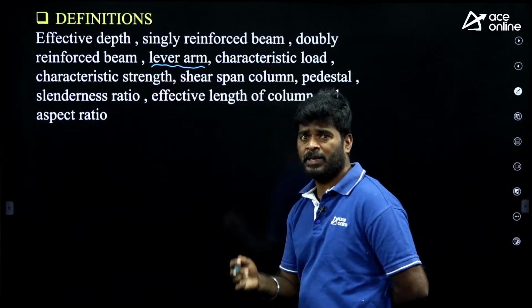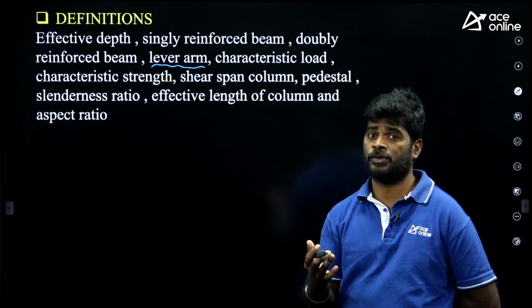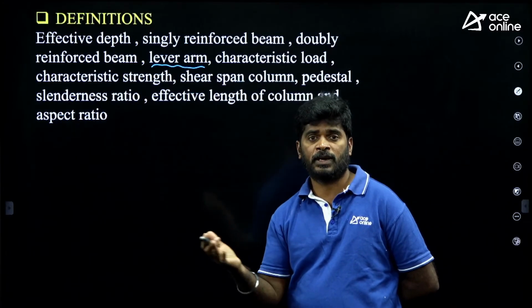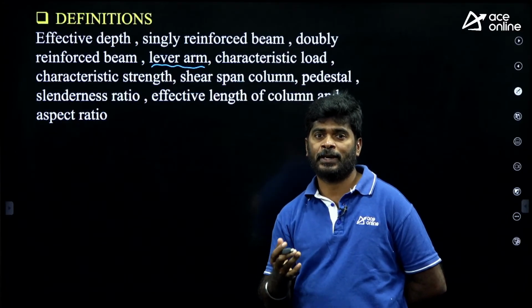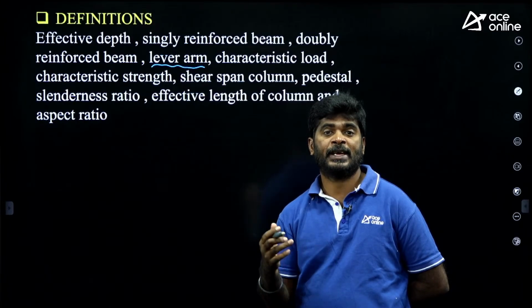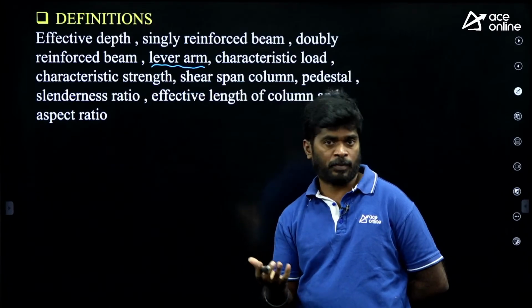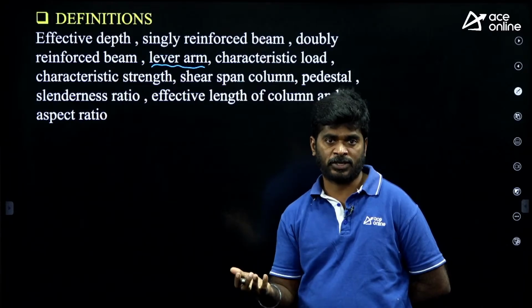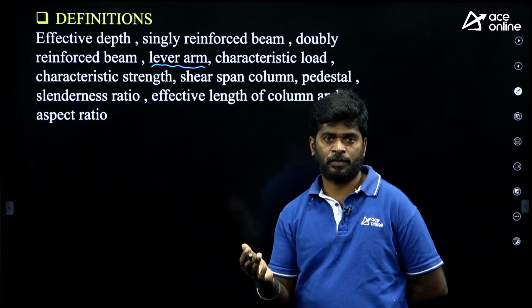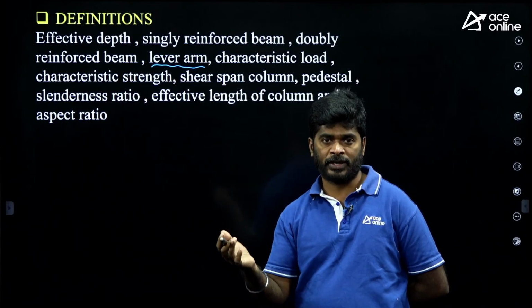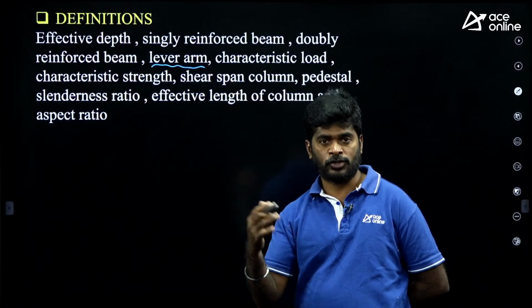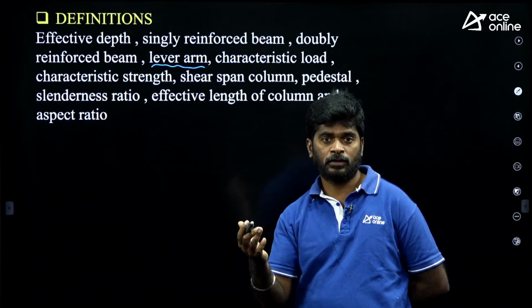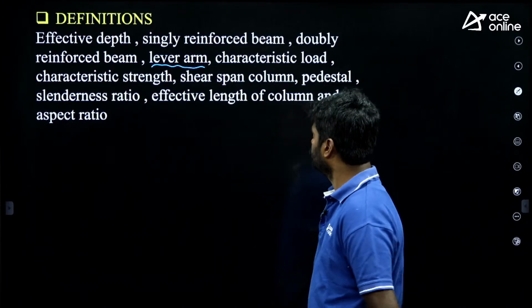Lever arm is nothing but the distance between the compressive force and the tensile force. In the working stress method, you will get D minus XC upon 3 or XA upon 3. It depends on the type of the section. Whereas in the limit state method, D minus 0.42 XU or 0.42 XU max. It depends upon the type of section.